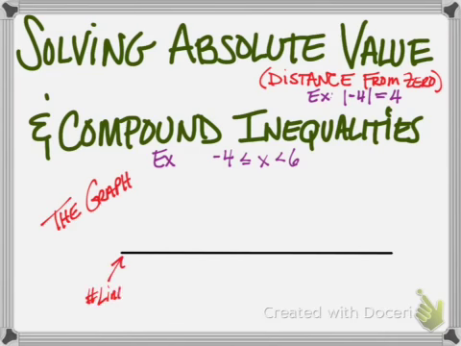If we look at the graphs, especially for the inequalities, if we start at -4 and 6, we're looking for the numbers that are greater than -4 and less than 6. Greater than or equal to -4 we symbolize with our closed circle, or filled in circle.